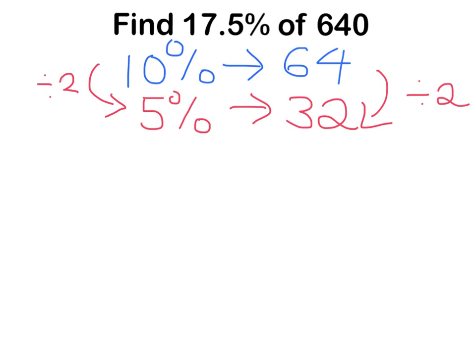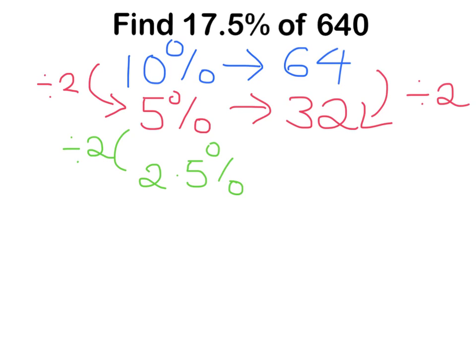Now we're trying to build this up to 17.5%. So I've still got an extra 2.5% to find. So the next thing I could do is find 1% and then another 1% and then 0.5%, which will give me the 2.5%. But I could also halve the 5%, which gives me 2.5%. So half of 5% is 2.5%, which is the extra bit that I'm looking for.